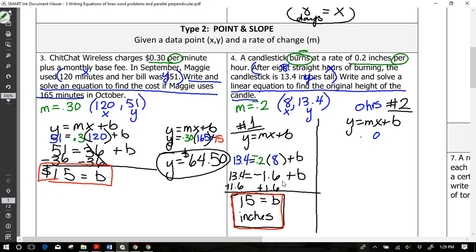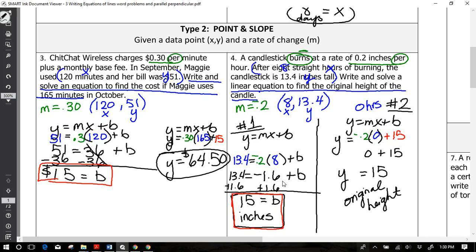Plug in my slope and plug in my y-intercept. And I'm ready to simplify this and reduce it. 0 times negative 0.2 is 0. And 0 plus 15 is 15. So this is the original height.